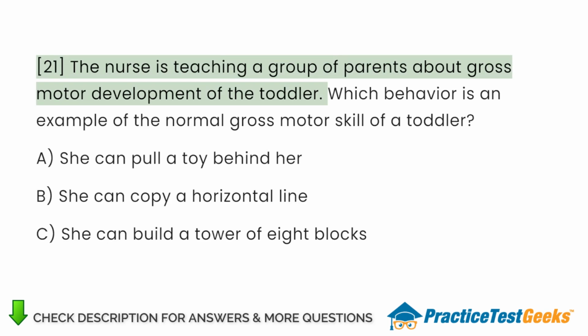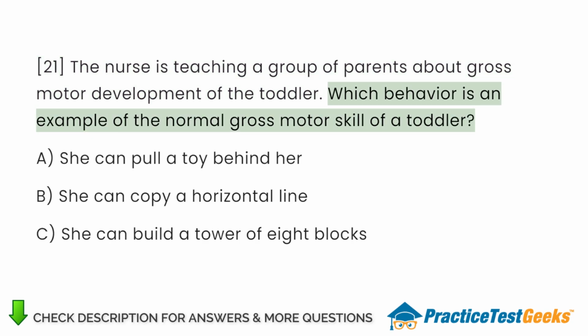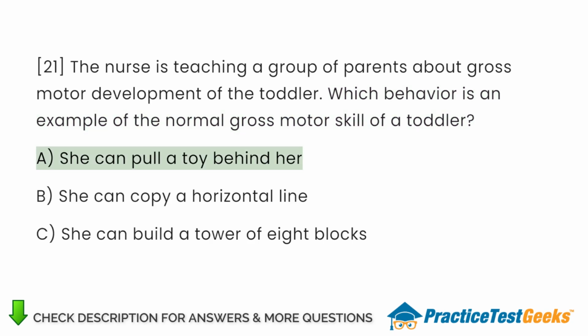The nurse is teaching a group of parents about gross motor development of the toddler. Which behavior is an example of the normal gross motor skill of a toddler? A. She can pull a toy behind her. B. She can copy a horizontal line. C. She can build a tower of 8 blocks.